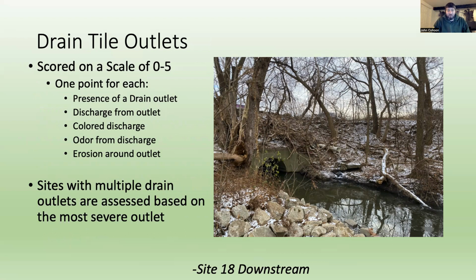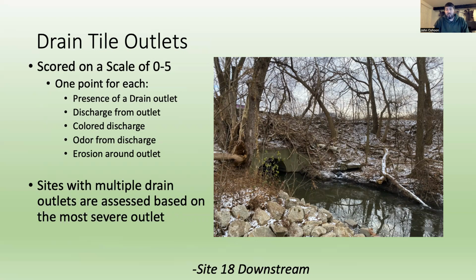And the way that we assessed severity, we tried to score it. Essentially we built a system where the presence of a drain tile was a point. If there was discharge coming out of that outlet, that was another point. If the discharge had a color or an odor, those were each worth a single point. And then if there was erosion around that outlet where there'd been a lot of volume coming out, that would be a fifth point. So it was a scale of 0 to 5. Not all sites had drain tiles, so some sites were zeros, and other sites had some larger things.